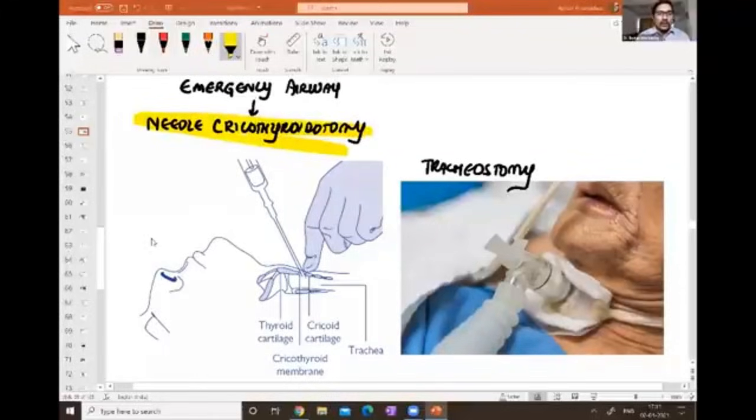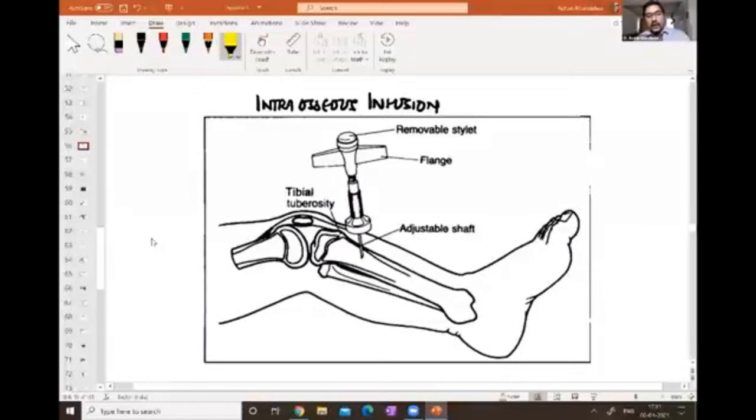All trauma patients, you should put in wide bore IV lines. But if you cannot put in an IV line, then you can even do intraosseous infusion. You should be able to identify this image. Intraosseous infusion, you puncture the bone just below the tibial tuberosity, and you can give fluids, blood, and drugs. This is also one of the emergency managements if you cannot put in an IV line.